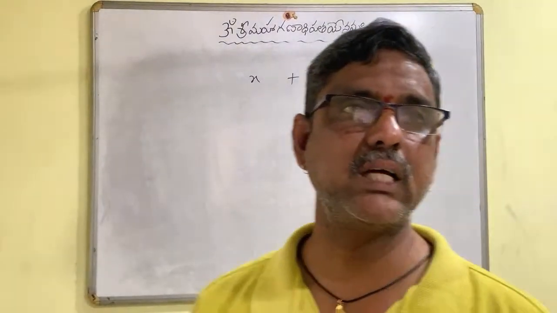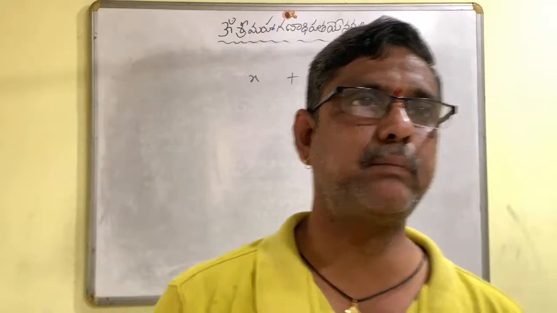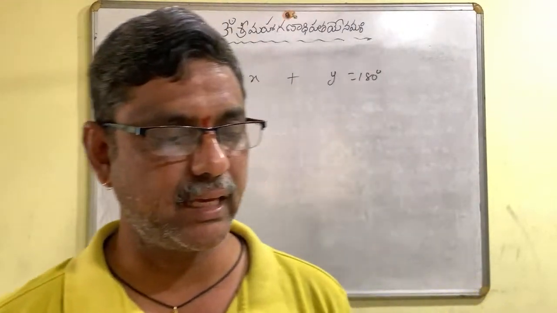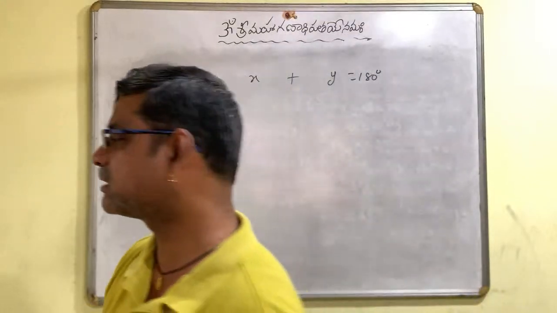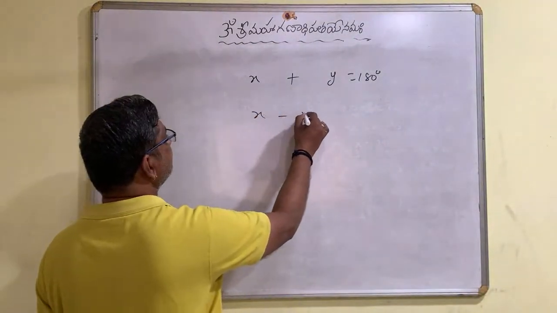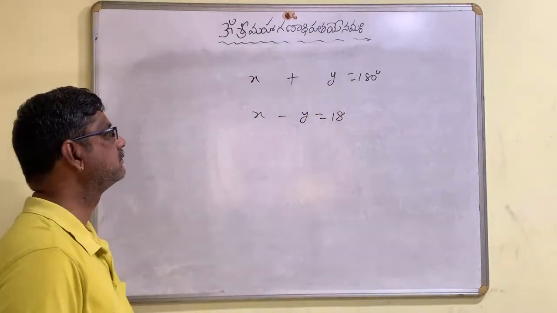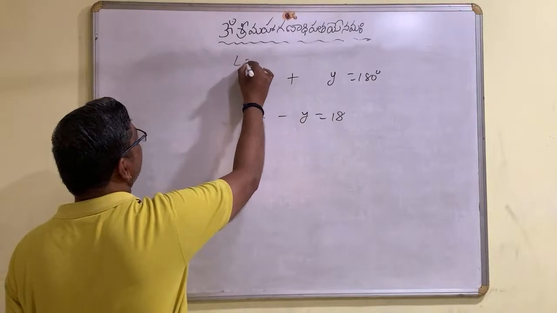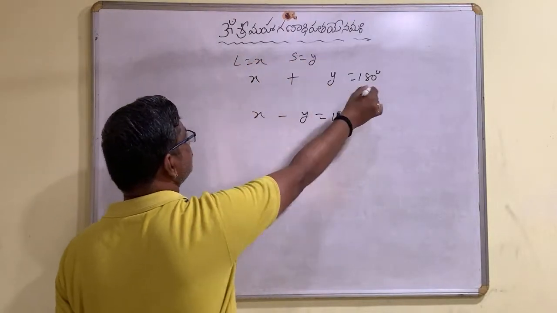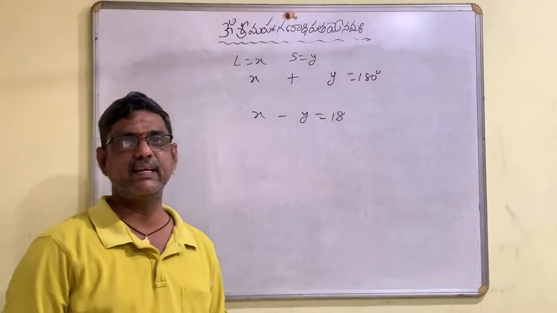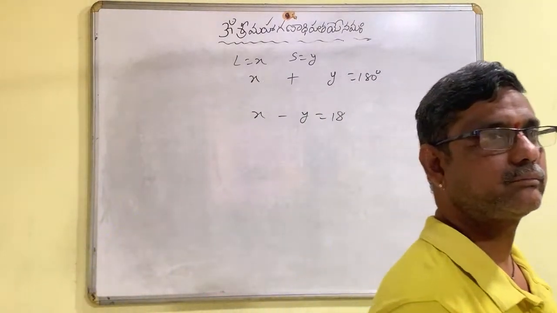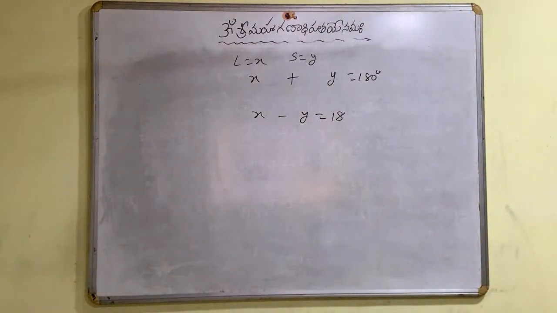So first condition that we have to take, x plus y is equal to 180 because the angles are supplementary. Now second condition, larger of two supplementary angles exceeds the smaller by 18 means the difference between them is 18. So larger angle is x and smaller angle is y, then x plus y is 180 and x minus y is 18.